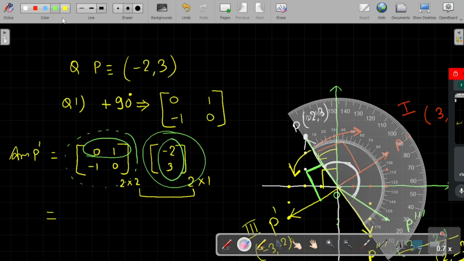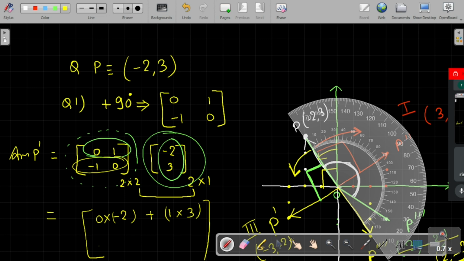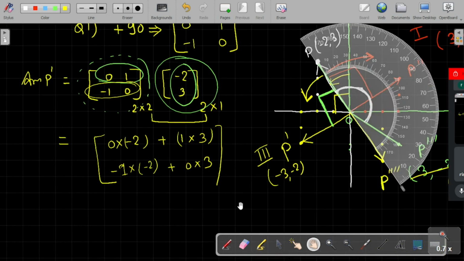So I am going to write clearly. So 0 into negative of 2 plus 1 into 3. Is it okay? And second row into first column, minus 1 into minus 2 plus 0 into 3. Is it okay? Are you getting my point?